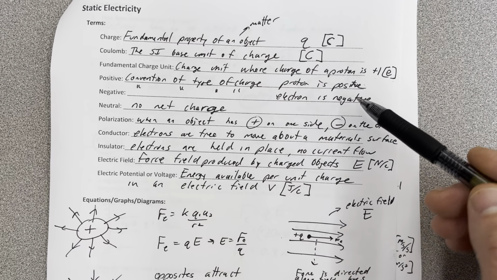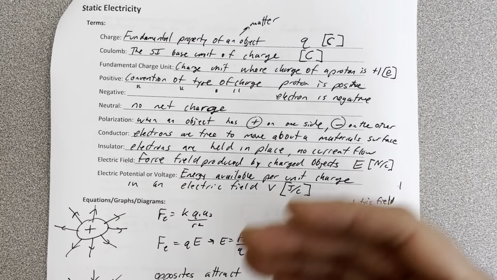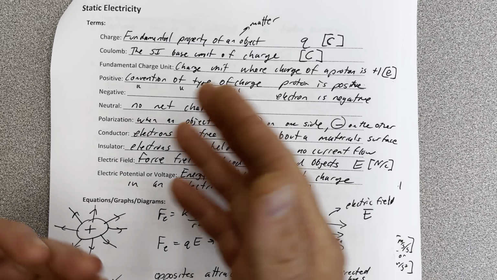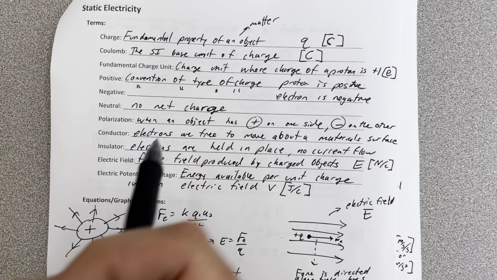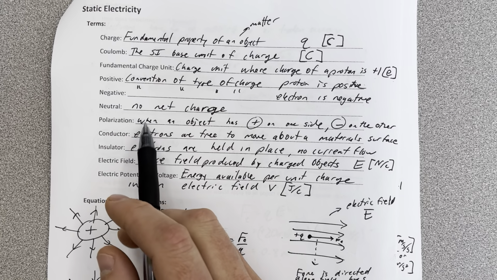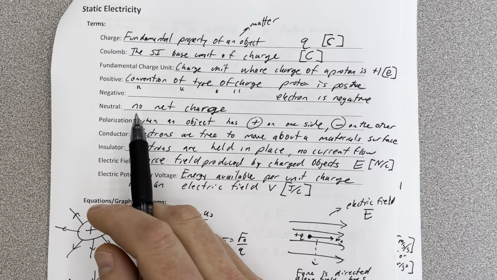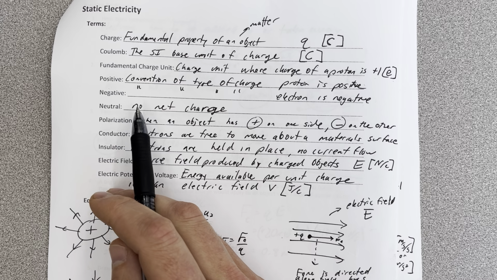Electron is negative. What does that mean? It's just totally convention. It could have been called green and red or something, or just two random words, but it came up with positive and negative. Okay, great. Polarization, neutral, no net charge. So a neutron is neutral, has 0 charge, literally no charge.